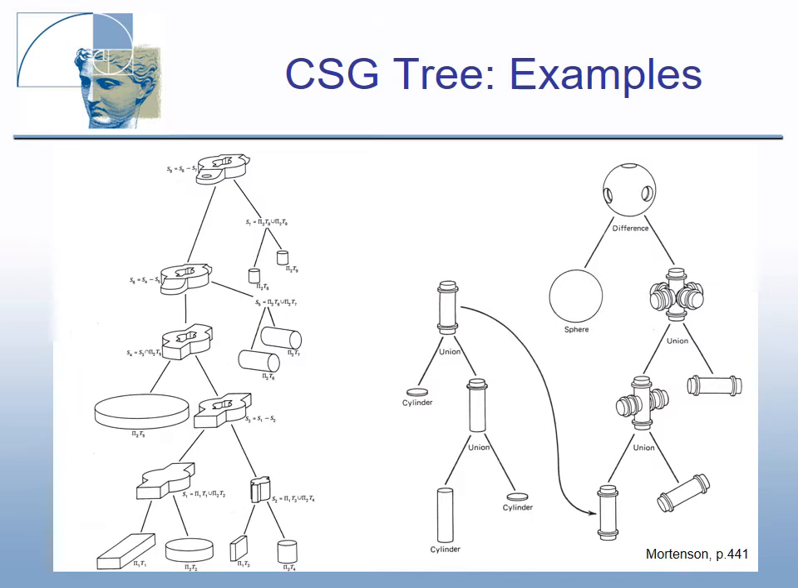These are more complex CSG trees with the primitives and intermediate solids drawn in the nodes of the tree. Just 8 primitives make a quite complex model at the left.